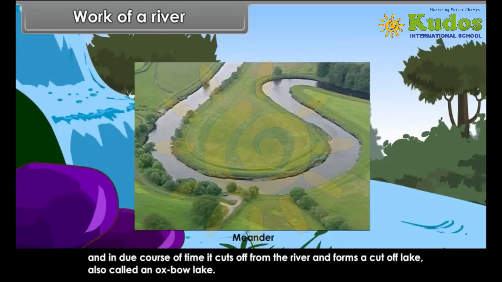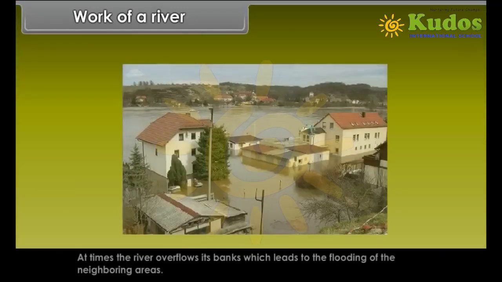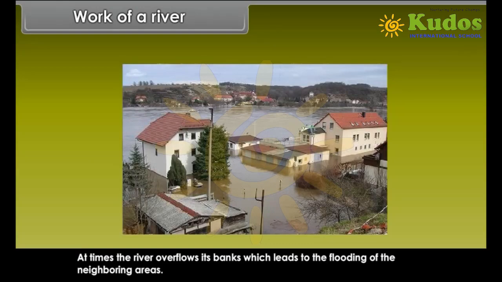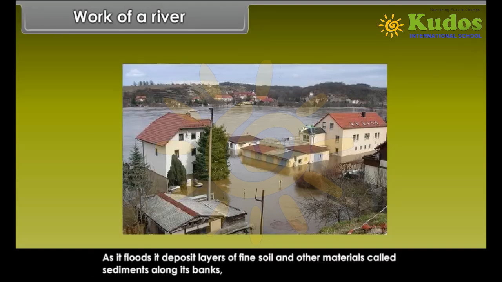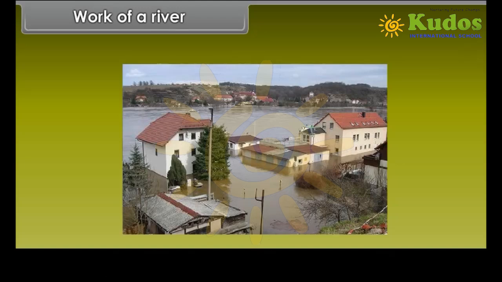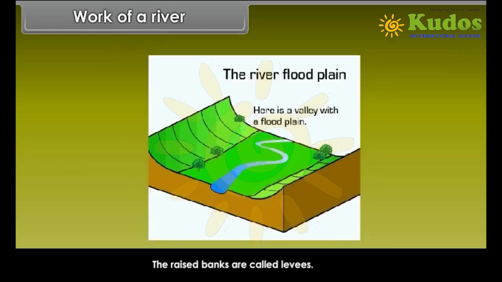At times, the river overflows its banks, which leads to the flooding of the neighboring areas. As it floods, it deposits layers of fine soil and other materials called sediments along its banks, which leads to the formation of flat, fertile floodplain. The raised banks are called levees.